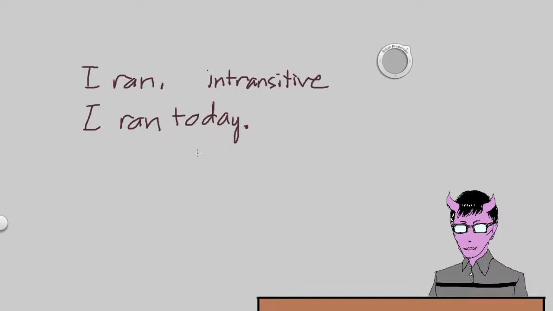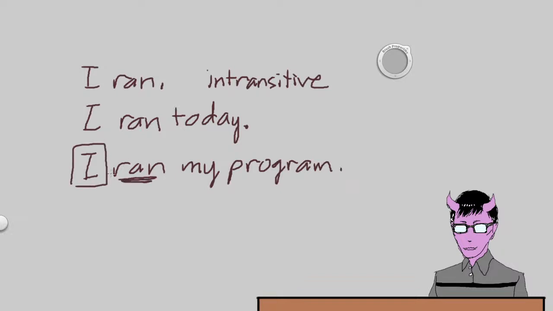That's the contrast with something like I ran my program. So if you're a programmer, you can say something like this. I ran my program. So in this situation, there is a doer of the verb action. So someone ran something. Who did it? I did it. What was being run? My program was being run.